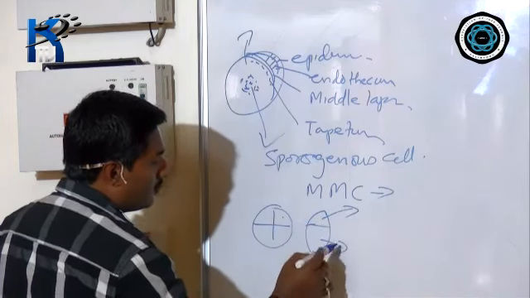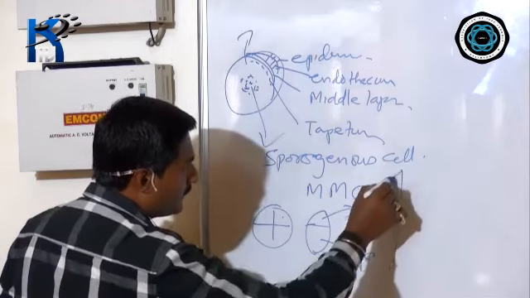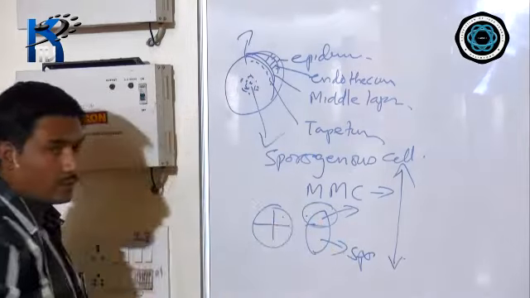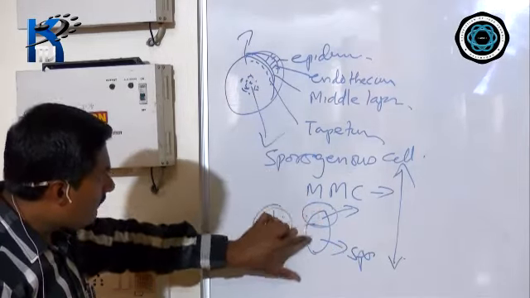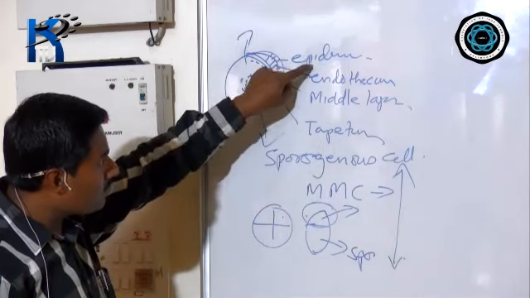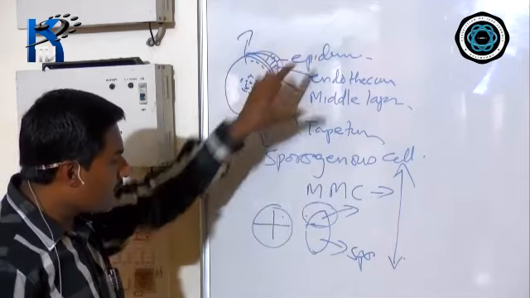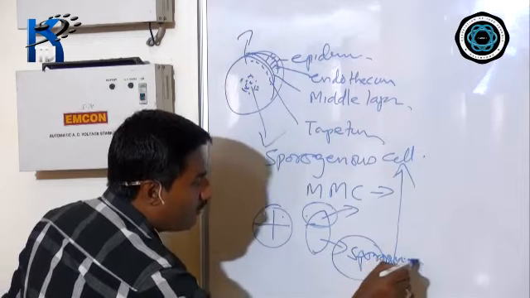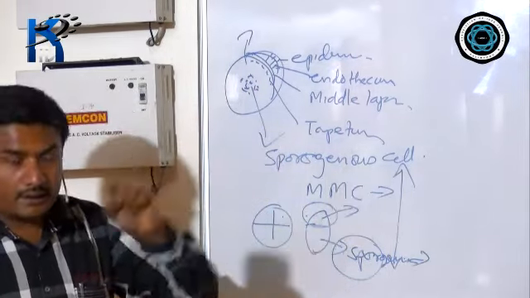This one is the sporogenous cell, the upper one. The upper parenchymatous cells will undergo division, and then it will lead to the formation of epidermis, endothecium, middle layer, and tapetum. You are not going to describe this part. About this sporogenous cell, from here, how does it get converted to pollen grain?